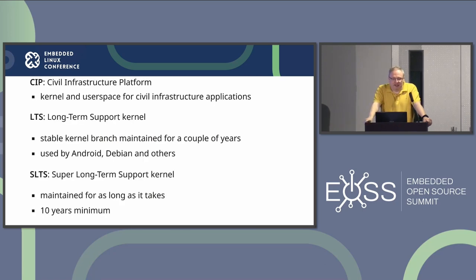CIP is the Civil Infrastructure Platform. It's provided by the Civil Infrastructure Platform Project, and it's a kernel and user space for civil infrastructure and industrial applications.